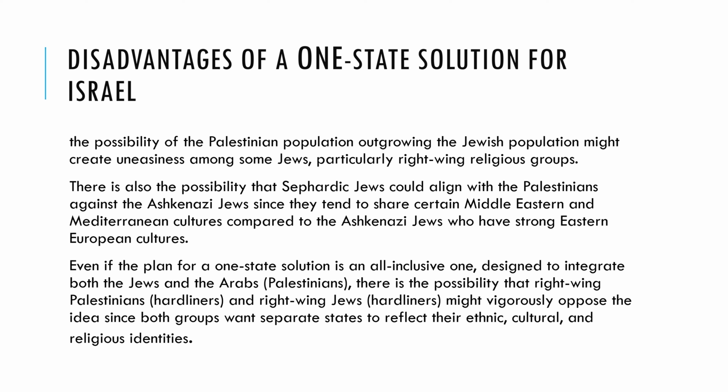Even if the plan for a one-state solution is an all-inclusive one designed to integrate both the Jews and the Arabs, there is the possibility that right-wing Palestinians and right-wing Jews might vigorously oppose the idea, since both groups want separate states to reflect their ethnic, cultural, and religious identities.